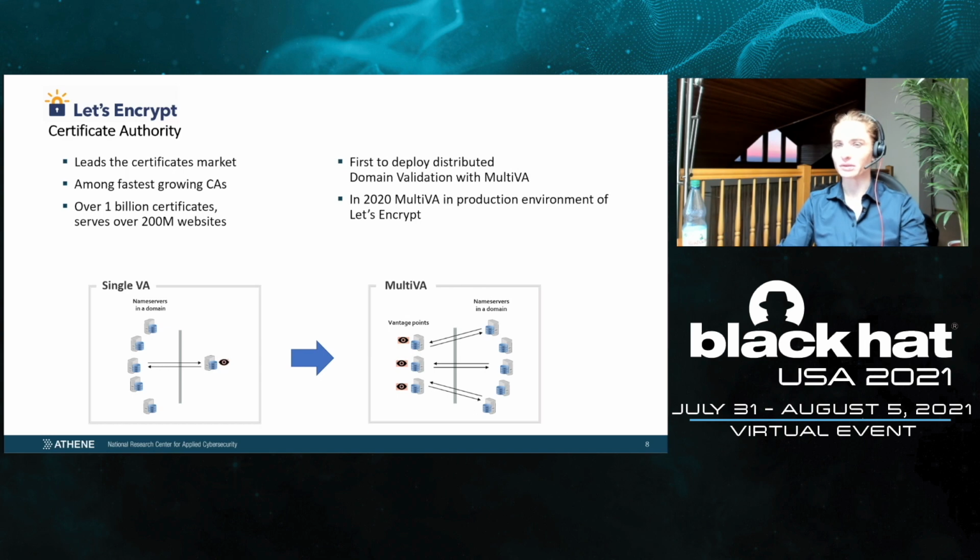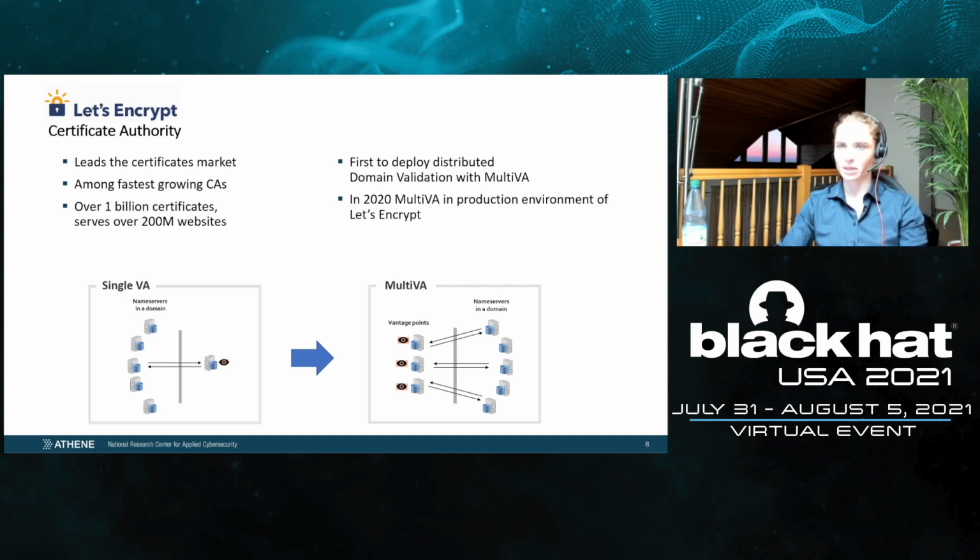So it is important to understand that a deployment by a certificates market leader such as Let's Encrypt is a huge step towards improving the security of domain validation. And in 2020, Let's Encrypt deployed in the production environment a mechanism called multi-VA, domain validation from multiple validation authorities, or vantage points. And here on the left side, you can see single validation authority which performs domain validation.